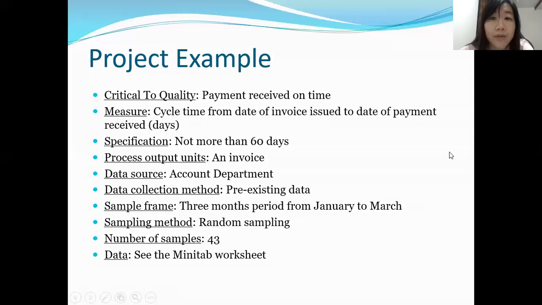And then let's look at a project example here. We can see that one of the critical to quality measures is payment received on time. It is measured from the date the invoice is issued to the date of payment. It's also one of the financial ratios you learn in cost analysis, called ACP, average collection period.